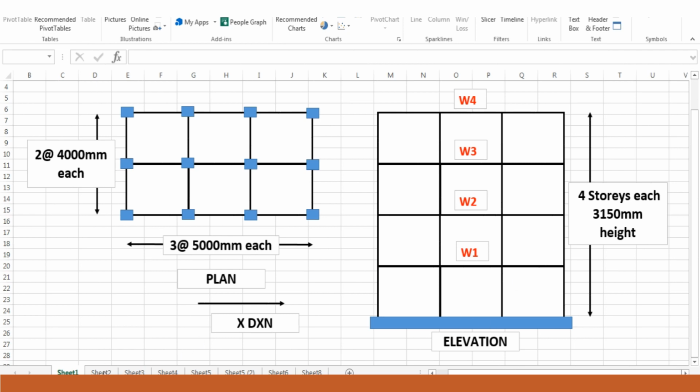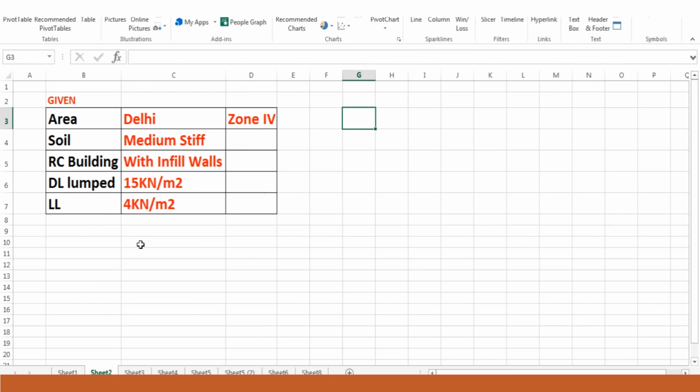Given that this is the question, certain other things are also provided to us. The area where the structure is located is Delhi. It comes in zone 4 if we take the seismic map. The soil condition where the building is being built is medium stiff. The RC building is with infill walls. The dead load from the floors, which is transferred to the columns, comes to be around 15 kilonewton per meter square, and the live load is 4 kilonewton per meter square. These are the things that are known to us.